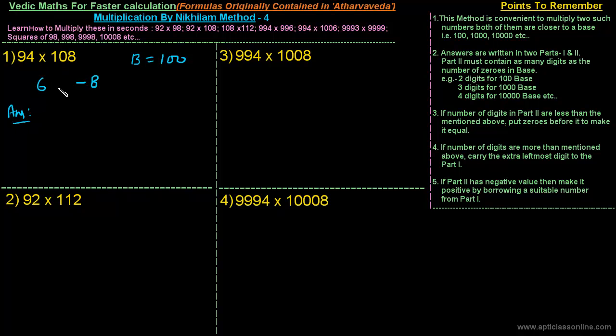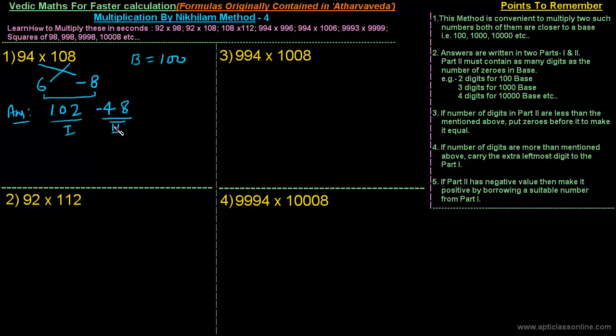The answer will have two parts. In the first part, we will write the difference of 94 and minus 8, or 108 and 6. In either case, it is 102. That is the first part. The second part, which has to be written in continuation of the first part, will be the multiplication of these two. So 6 into 8, 48, with negative sign, that is minus 48. That is the second part.